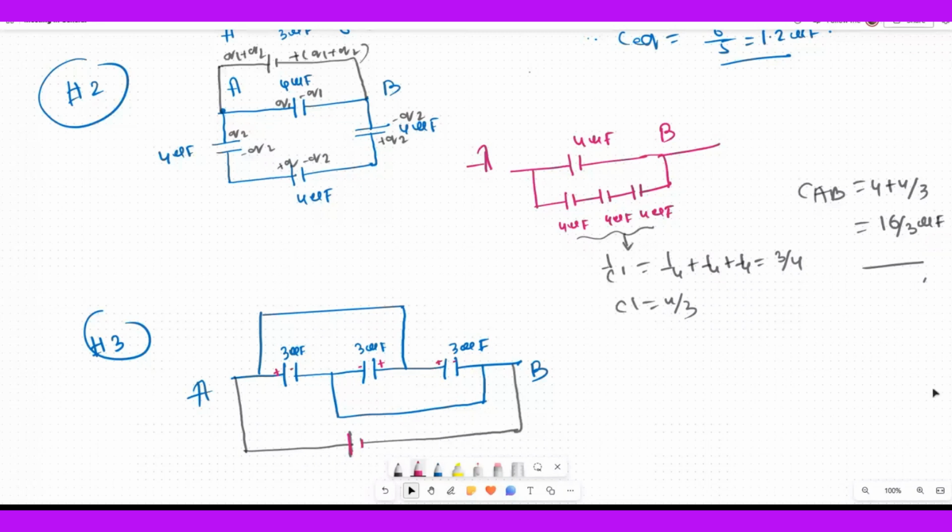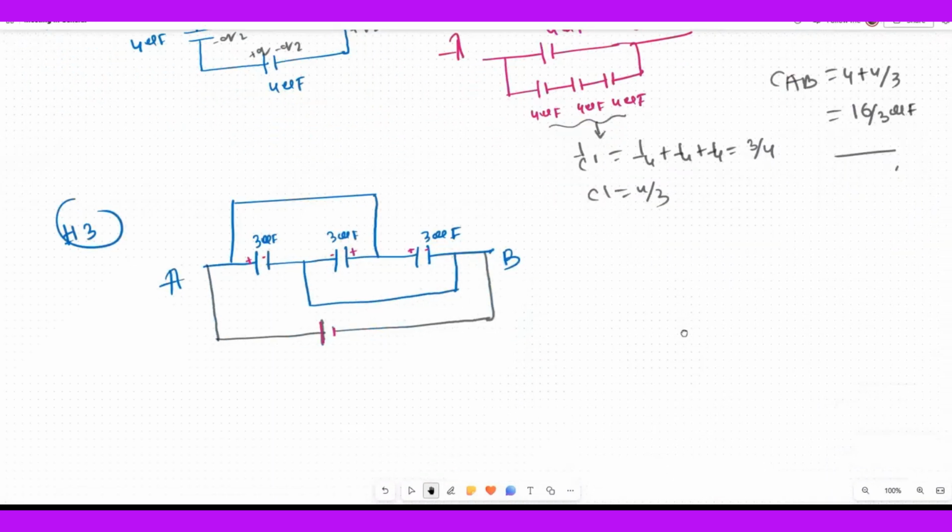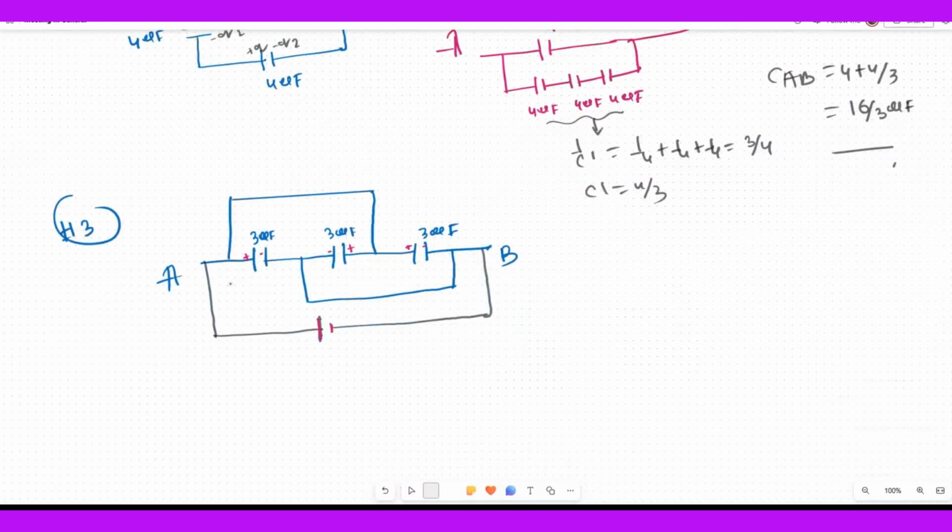So these three capacitors are like this. They are getting different charges, but the PD between these 2 points, because of the negative terminal, you name the points here. This is C and this is D. VAD is equal to VCD.